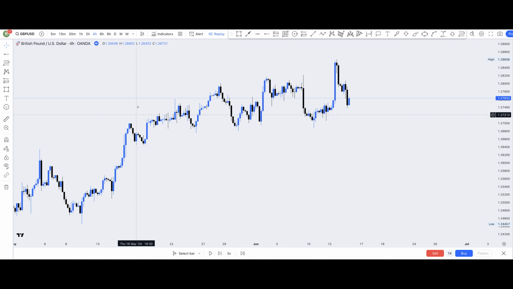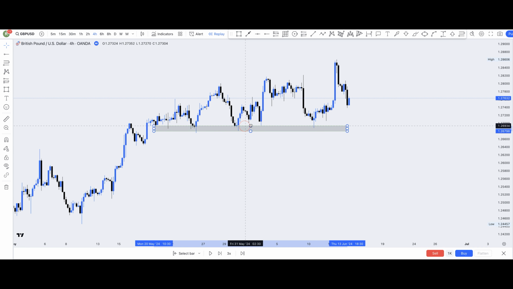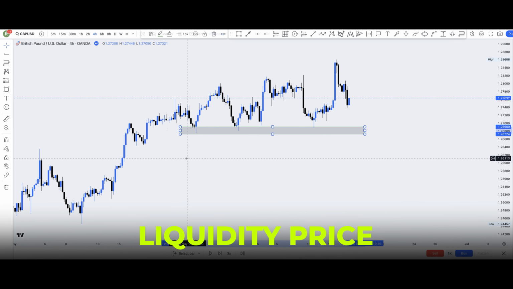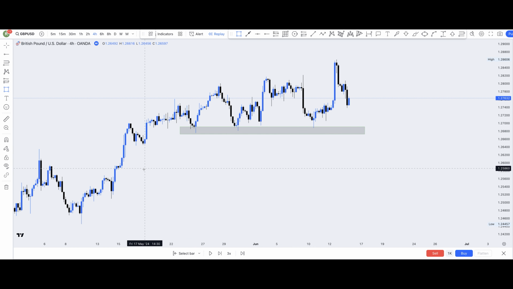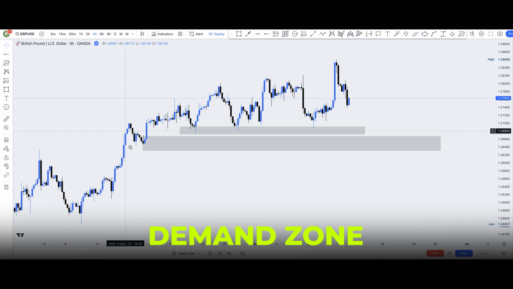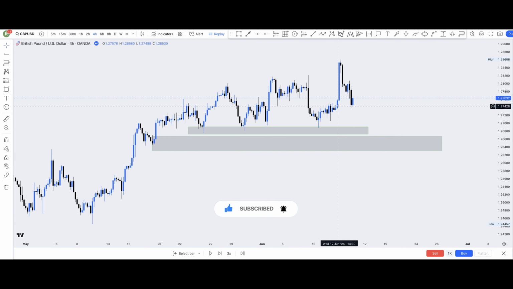You can see that we had price creating a series of higher highs and higher lows until we had equal lows at this point, which is more like liquidity for price. Right from there we have our demand zone over here. You can see that when price pulled out, we didn't have any major low that has broken this previous low, which is already validating our move towards the upside.